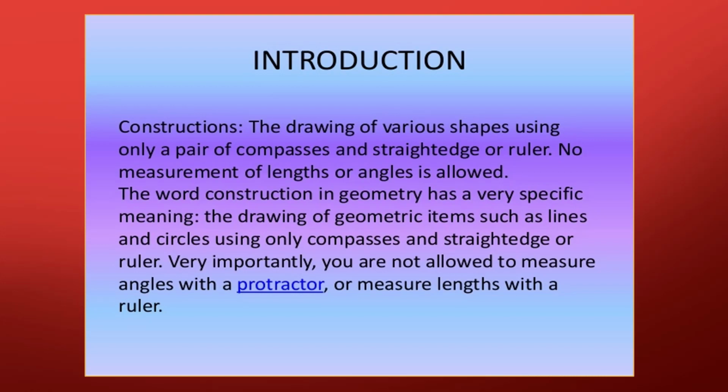The word construction in geometry has a very specific meaning. The drawing of geometric items such as lines and circles using only compasses and straight edge or ruler. Very important, you are not allowed to measure angles with a protractor or measure length with a ruler.